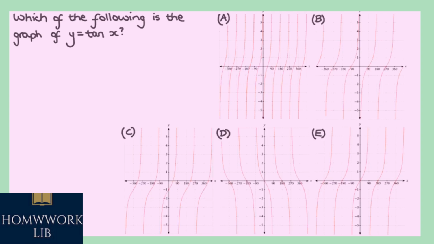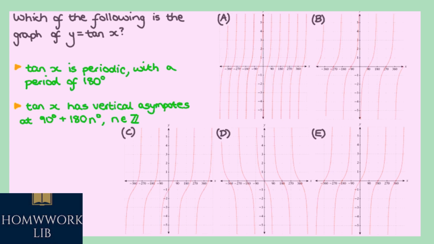Which of the following is the graph of y equals tan x? Let's begin by recalling some key properties of the tangent function. Tan x is periodic, with a period of 180 degrees, so the same pattern on its graph repeats at every interval of length 180 degrees.